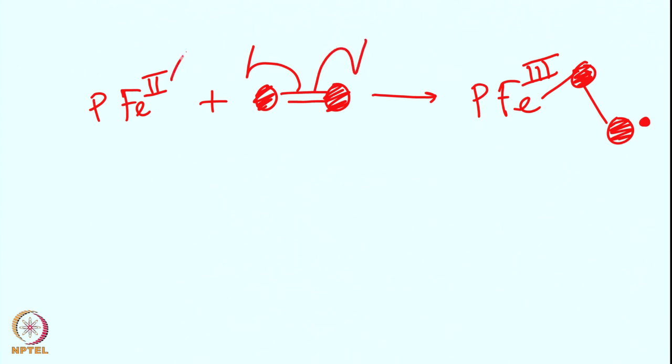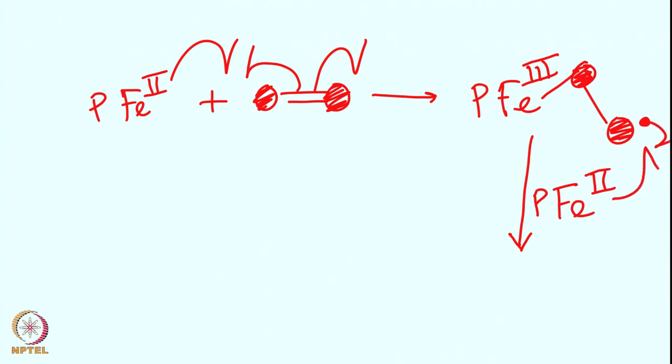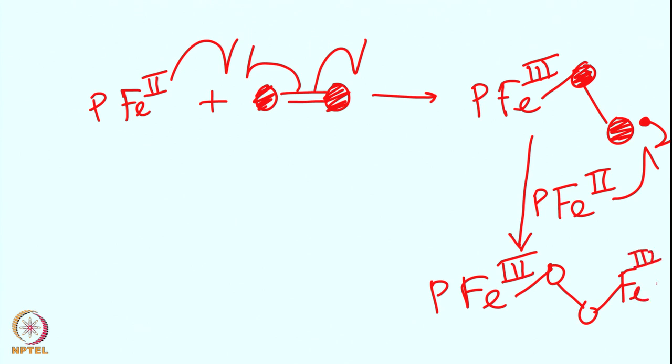Subsequently, from there another porphyrin iron 2 species comes in and gives one electron to it, and essentially gives porphyrin iron 3 oxygen and iron 3 porphyrin species, right. So, this species can then further react.